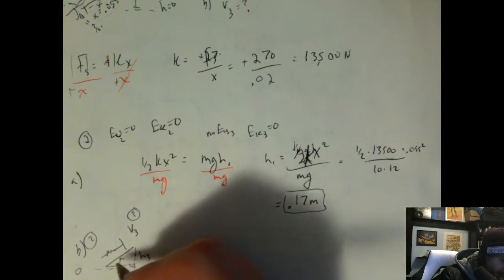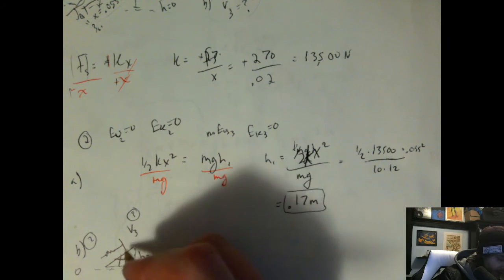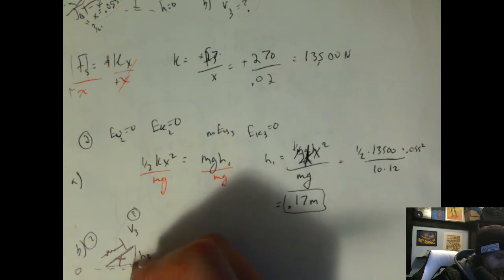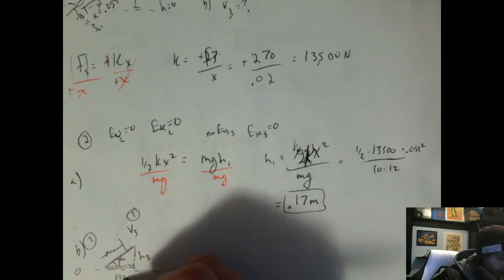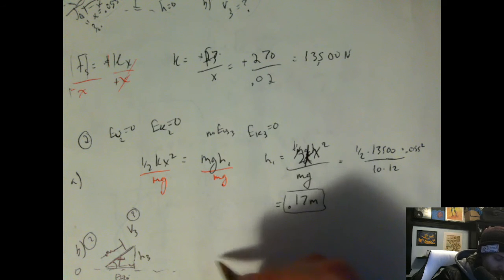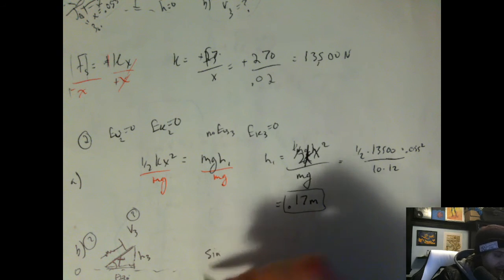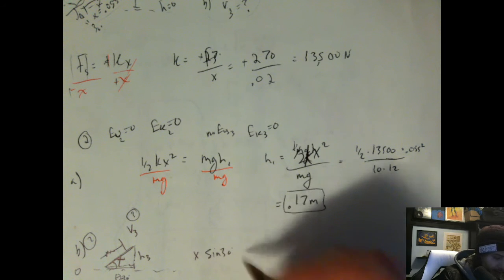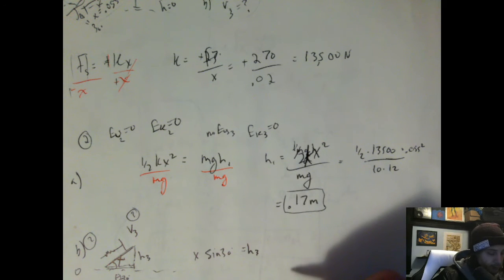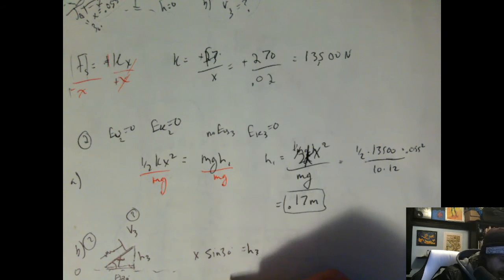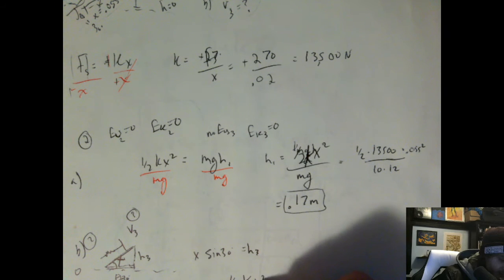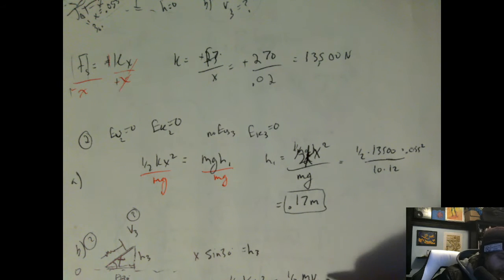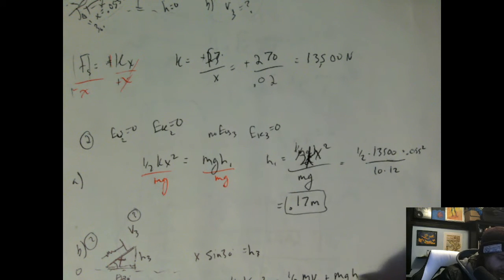So the big thing here is that our x is our hypotenuse for a triangle that has h3 as the opposite with an angle of 30 degrees. Which means that if I take x sine 30, that'll equal h3. So what I can do here is I can say that the potential energy stored in the spring at the beginning needs to equal the kinetic energy it has when it launches plus the potential energy it has when it launches.